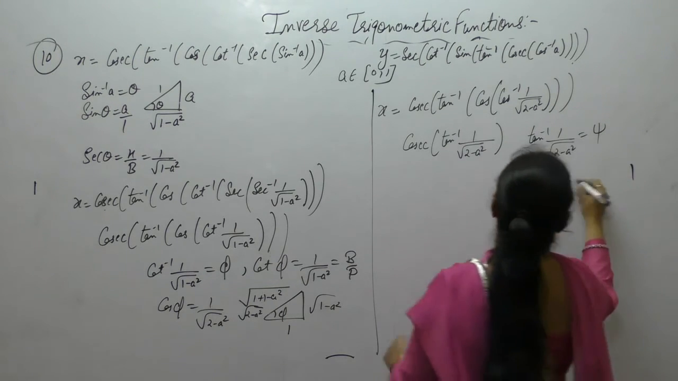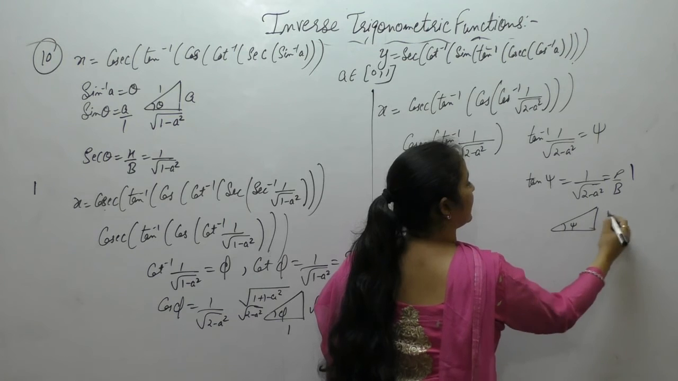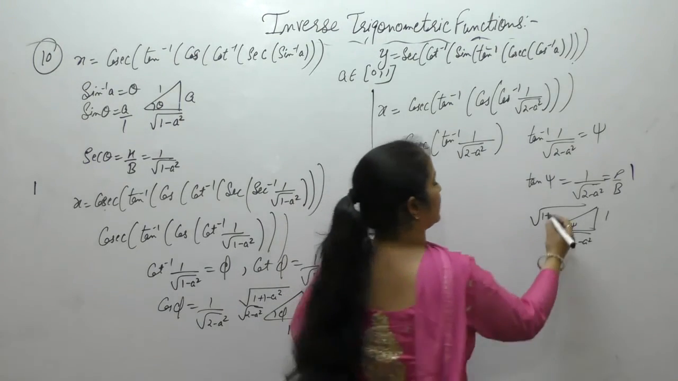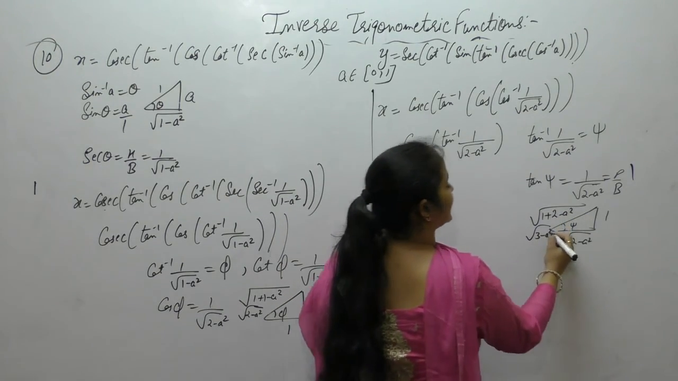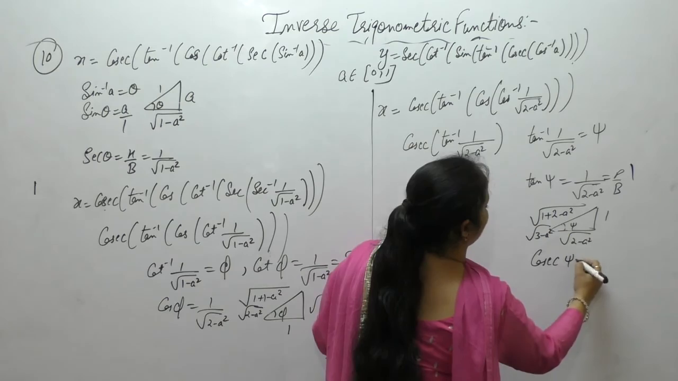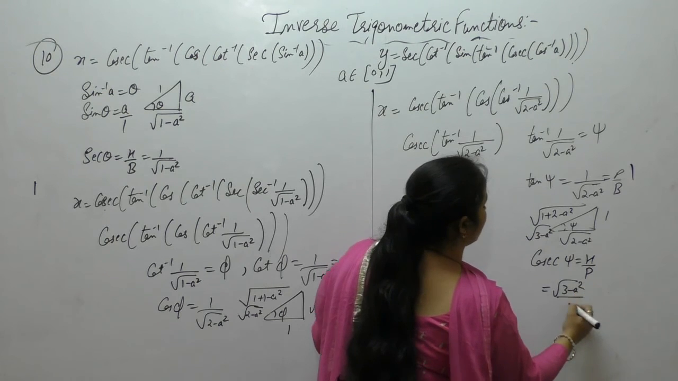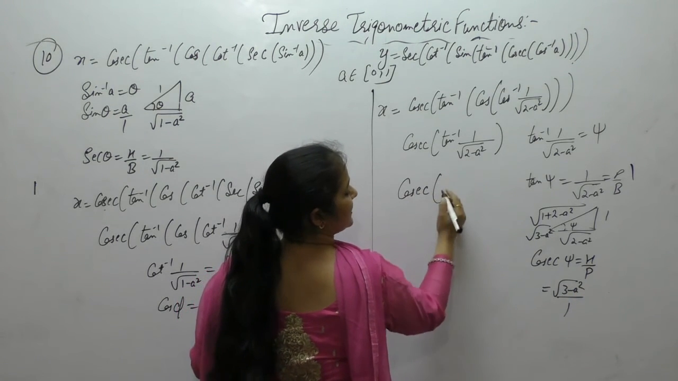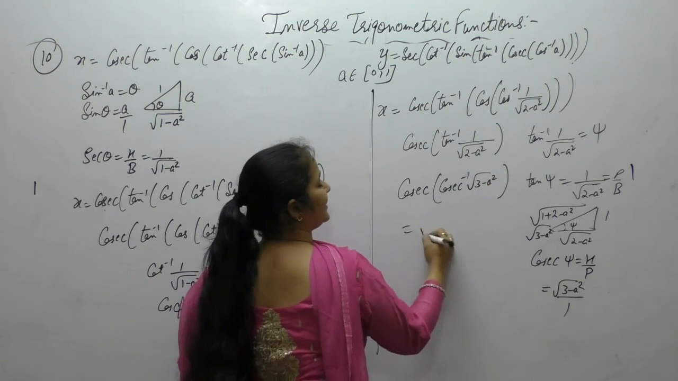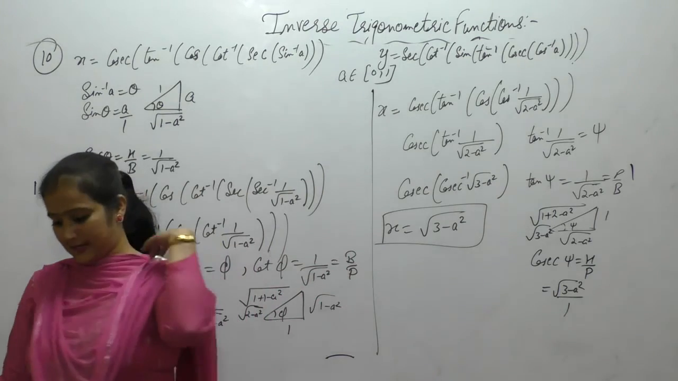So tan psi is 1 upon root 2 minus A square. Perpendicular upon base. Hypotenuse is perpendicular square plus base square, 2 minus A square, that is 3 minus A square. Outside the function is cosec. So cosec of psi. Sine is P upon H, so it will be H upon P. Root 3 minus A square upon 1. So instead of tan psi, we write it as cosec inverse root 3 minus A square. Cosec and cosec inverse will get cancelled. So we get the value of x as root 3 minus A square.